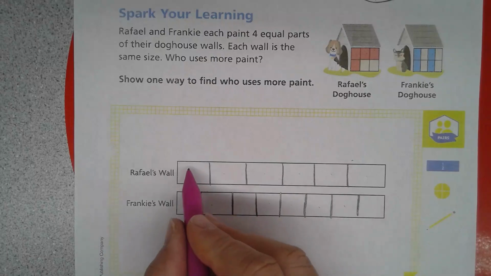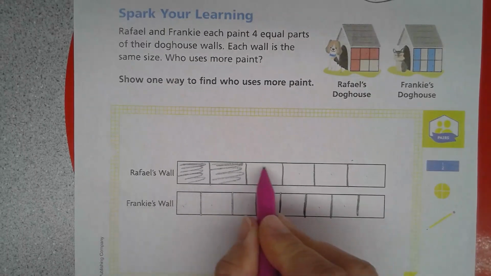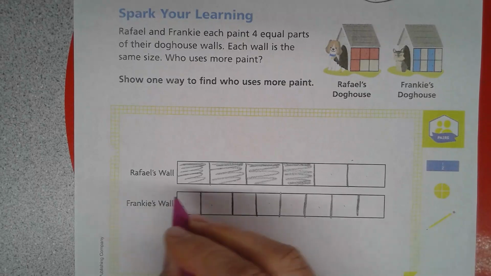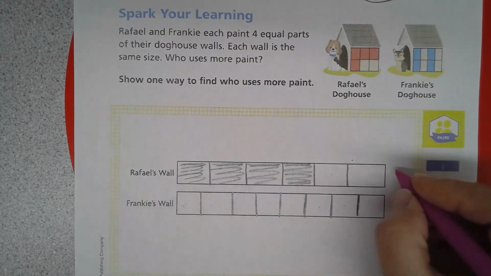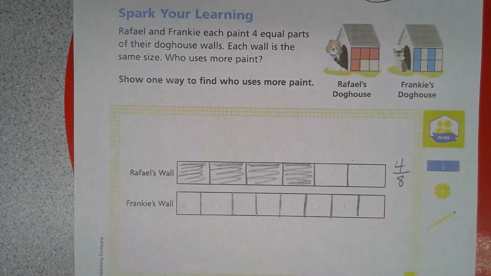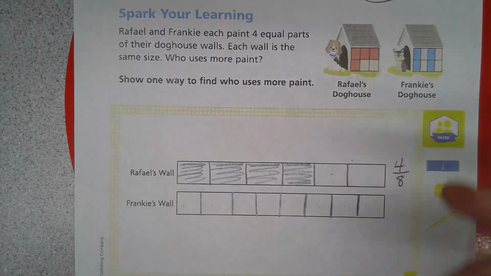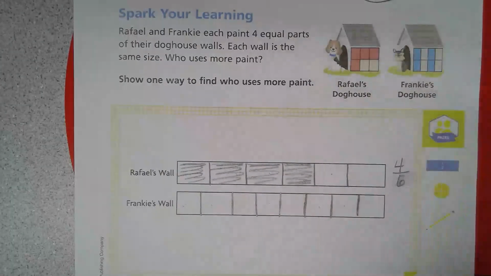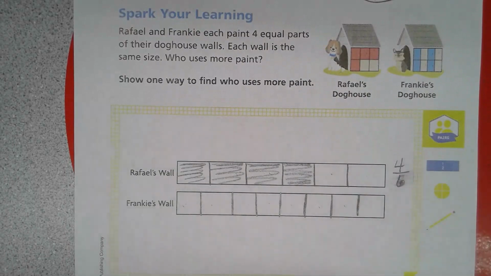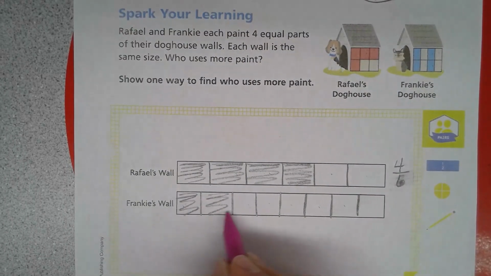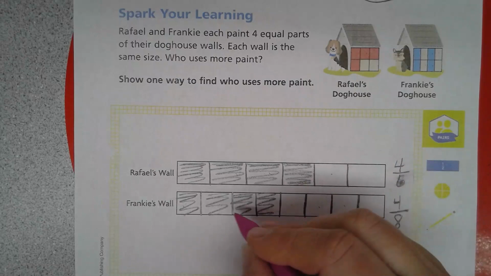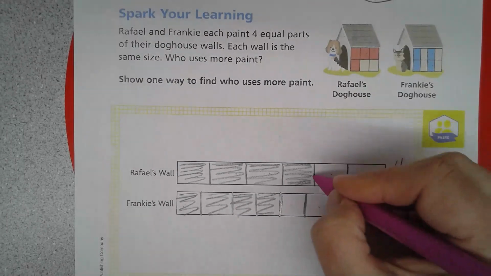So 4 equal parts. Here's 1, 2, 3, 4. And Frankie, he paints 4 of his, because remember, this is 4 eighths that he's painted. Oh no, I'm looking at the wrong one. Let's fix that. He painted 4 of the 6 spaces, so it's 4/6. Make that a little bit darker so you can see. This one we're shading in 4: 1, 2, 3, 4. So that's 4 of the 8 pieces, that's 4/8. So 4/8 stops right here, 4/6 stops right here.